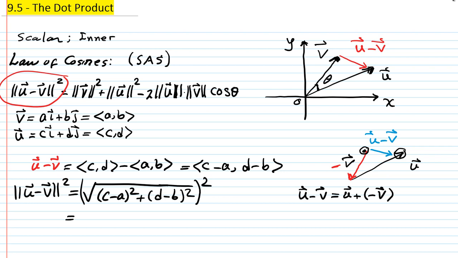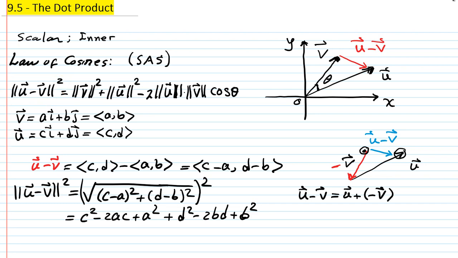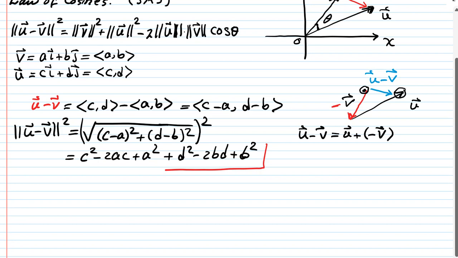I'm going to expand the binomial under the radical sign. So I get c squared minus 2ac plus a squared. And then I get d squared minus 2bd and then b squared. Okay, so I got those 6 terms. And that's what the magnitude of u minus v squared is. And that's the left side. Okay, so we're just going to leave this for now. Okay, so we have that. Now, let's focus on the right side.